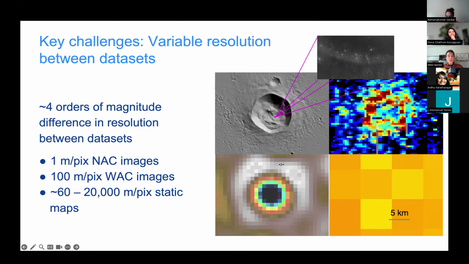Another key challenge is the variable resolution between the data sets. There's roughly 4 orders of magnitude difference in resolution between the highest resolution NAC images at 1 meter per pixel and the lowest resolution static maps at up to 20 kilometers per pixel. So we're having to feed that information as well as metadata to the models to help it learn how these features change in appearance given the different resolution.